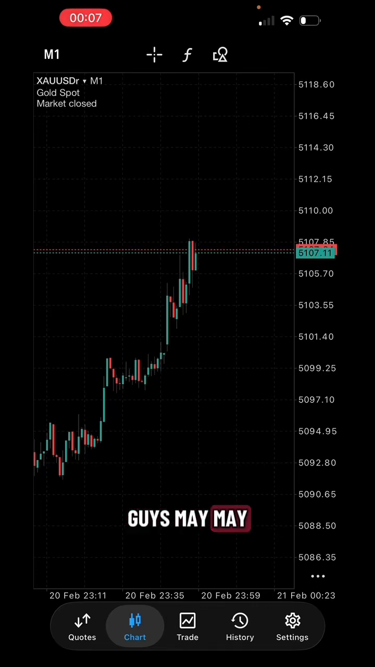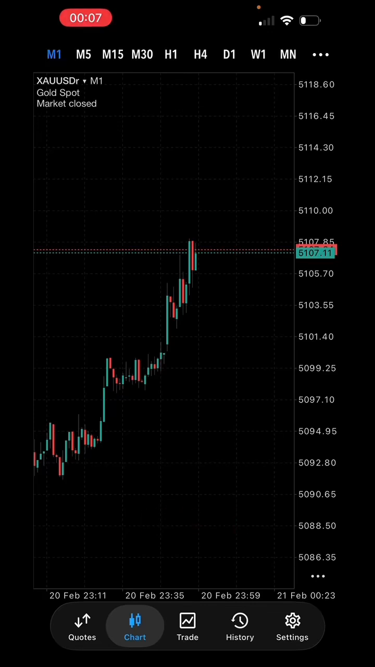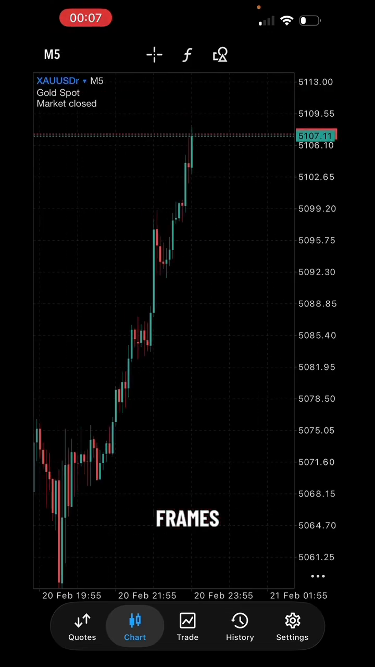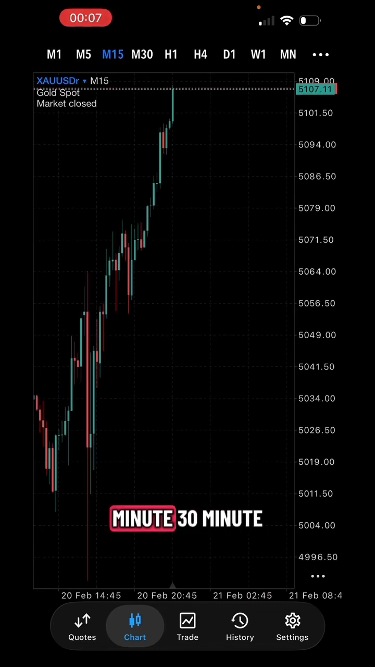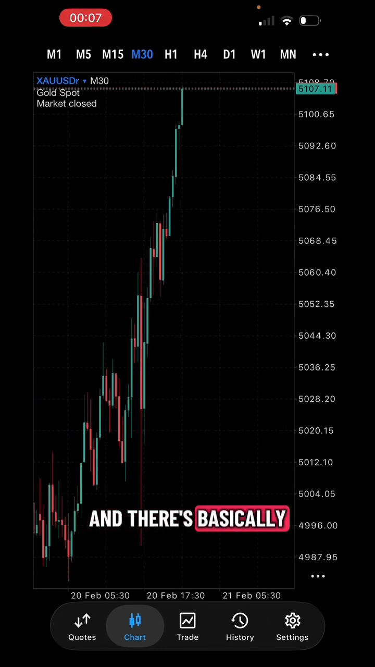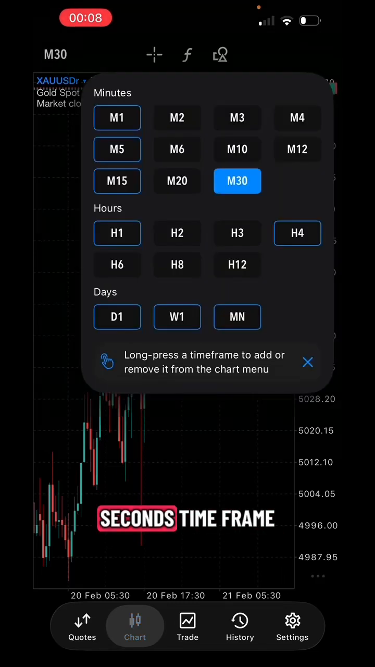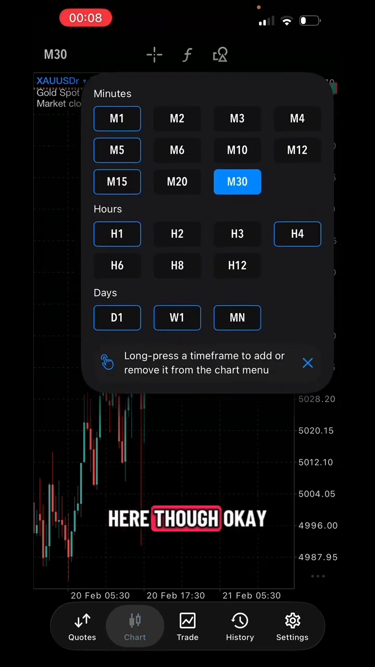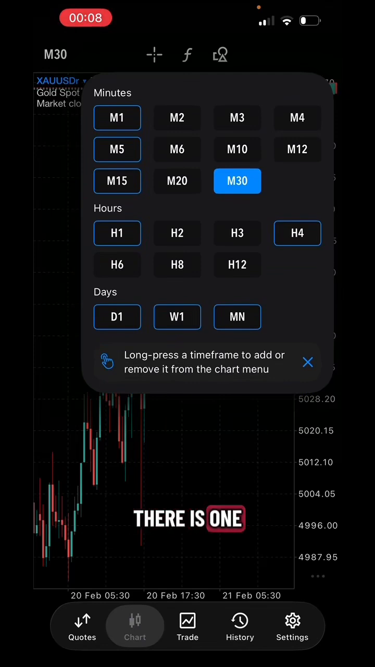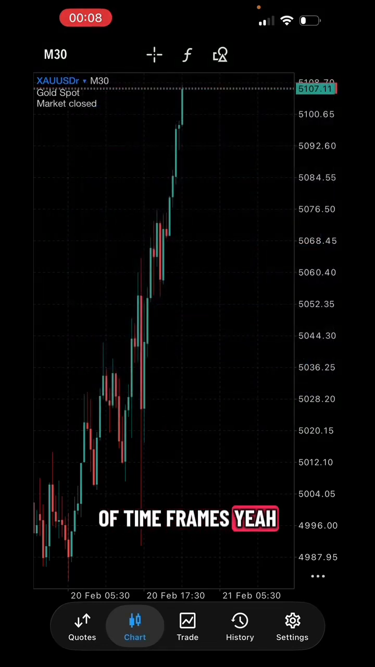So now you guys may be wondering, how is time frame important to us and things like that. As you guys can see here, here's multiple time frames. Here's the 5 minute time frame, here's a 15 minute, 30 minute, and there's basically a time frame for whatever time you guys want. There's even a seconds time frame. I'm not sure if there's a 1 year though. Okay, it's not. But there's 1 minute time frame, 2 minute, 3 minute, all types of time frames.